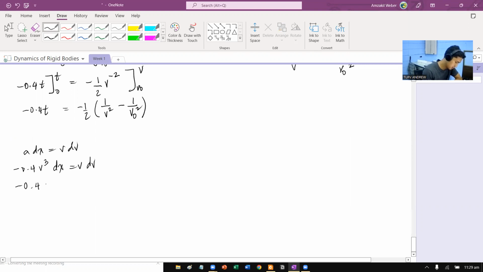dx, one minus three is negative 2, right? That route works. Okay, so negative 0.4 dx is equal to v to the negative 2 dv.